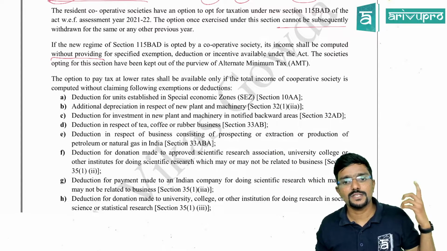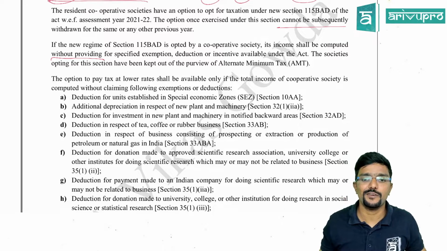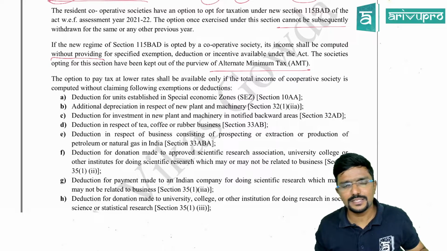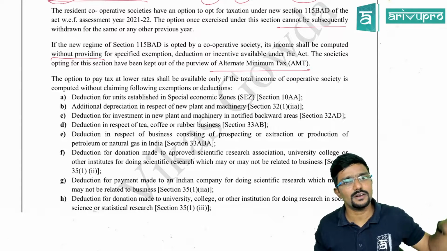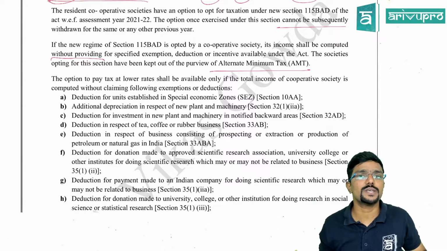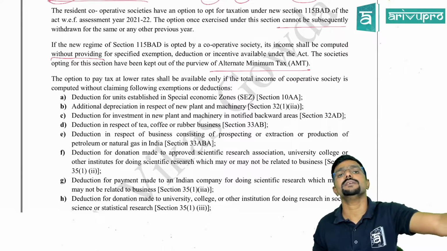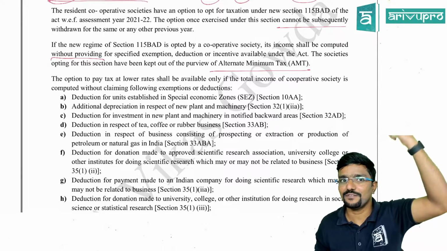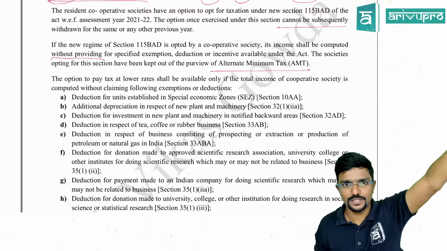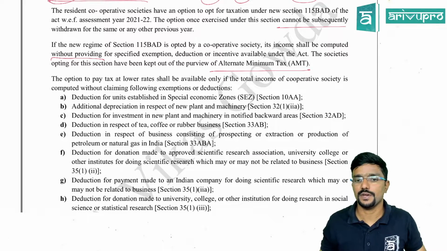Next, the societies opting for this section have been kept out of the purview of alternate minimum tax. The alternate minimum tax is a special provision. It is applicable for a cooperative society if they are opting for the old scheme. Sir, what if the cooperative society is opting for the new scheme? For them, nothing relating to AMT is applicable, guys. Same thing was there even for individuals and HUF also. If they opt for the new scheme, AMT is not applicable. Same story here also.